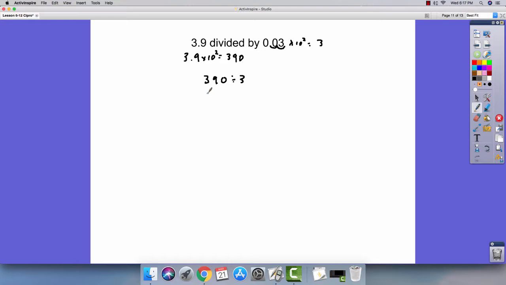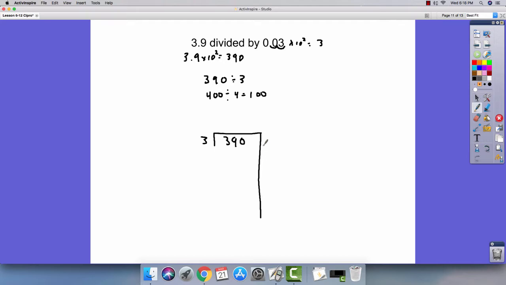All right, so maybe I make the estimate of 400, since 390 is close to that, divided by 4 to get me 100. So I know my answer should be in the ballpark of 100. Second step is just to divide as if the dividend were a whole number, and in this case it is a whole number. So I'm just going to divide 390 divided by 3. Set up my partial quotients algorithm.